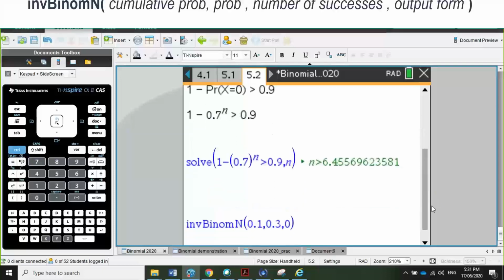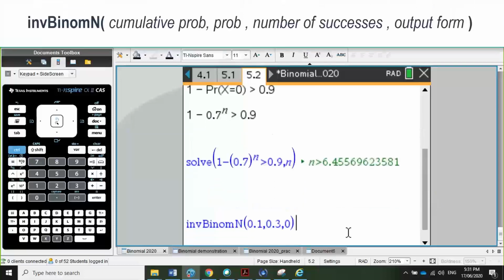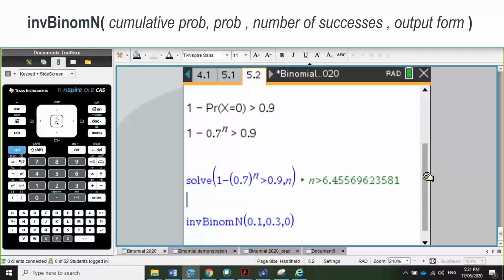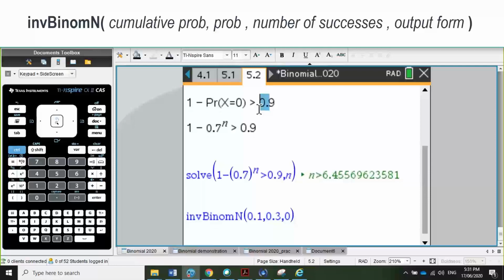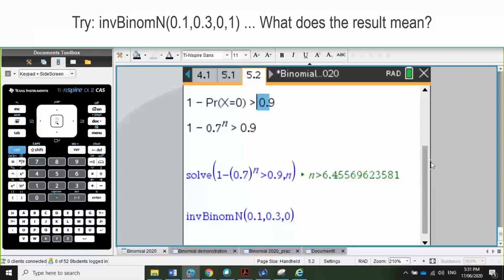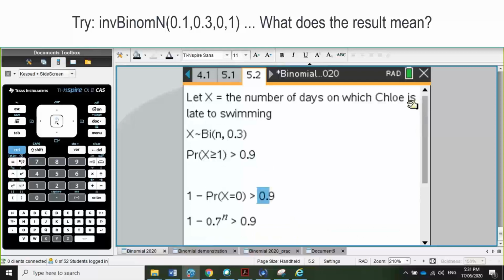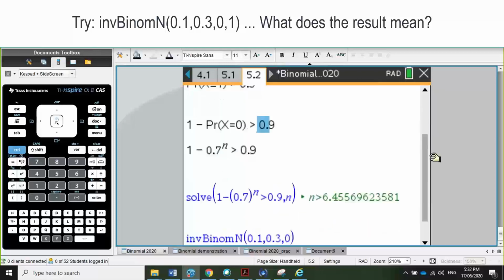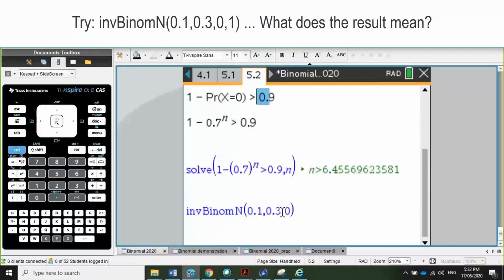There is also an inbuilt inverse binomial function in your CAS. So to get that, the menu shortcut is menu 55D. And what we've typed in the syntax is 0.1. So we're taking the left-hand side of the probability, rather than saying that the probability that she is late on at least one day is at least 0.9. We are taking the other side, the left-hand side of the distribution.